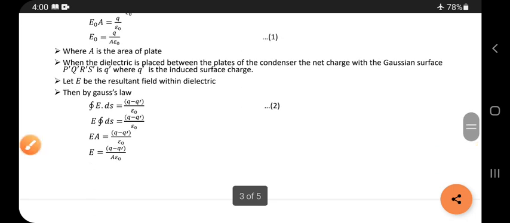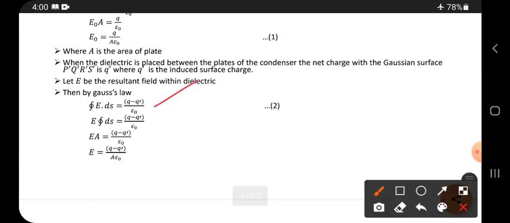Okay friends, why this q minus q dash has come, we have learnt. Now keep E outside, and write it as A, because it gives the total area. From this we finally write this formula, by writing the A value this side. So this is the final one.